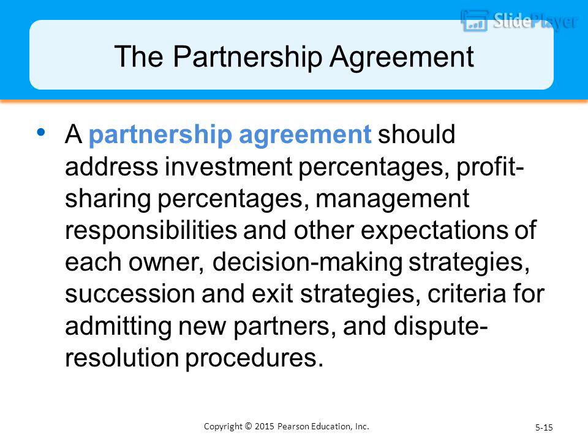At a minimum, a partnership agreement should address investment percentages, profit-sharing percentages, management responsibilities and other expectations of each owner, decision-making strategies, succession, and exit strategies. If an owner wants to leave the partnership, criteria for admitting new partners, and dispute resolution procedures, including dealing with owners who aren't meeting their responsibilities.